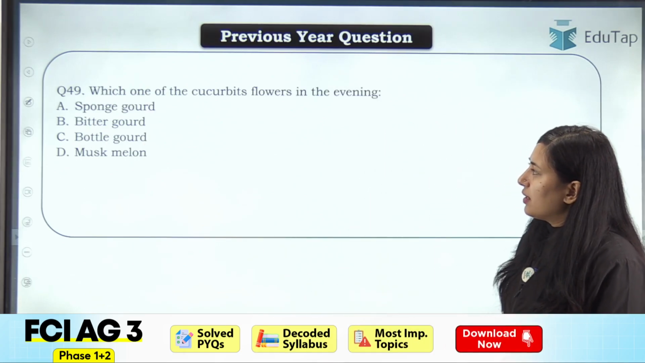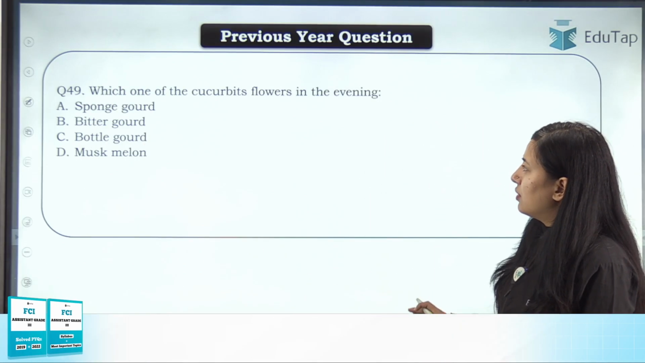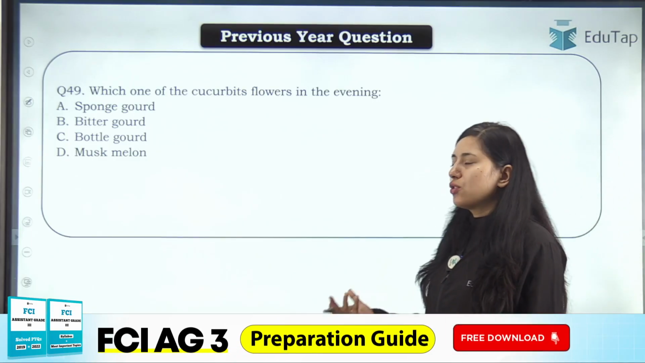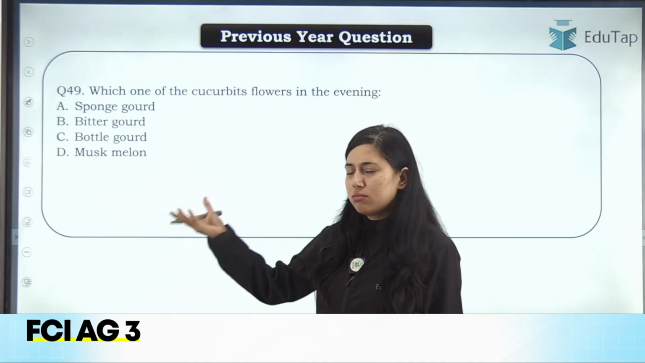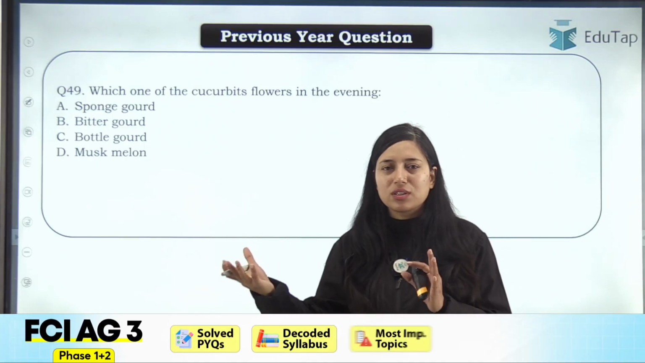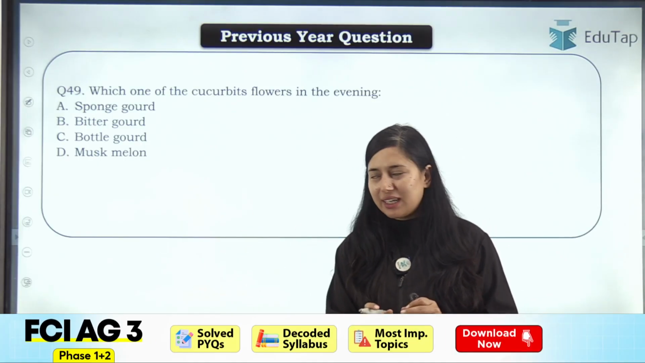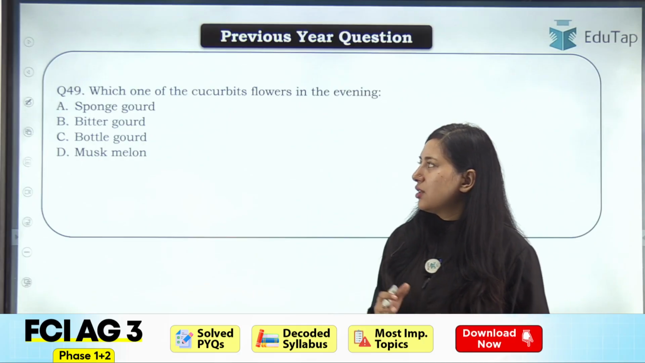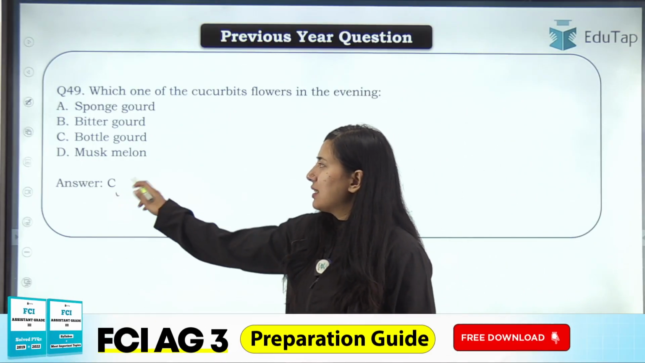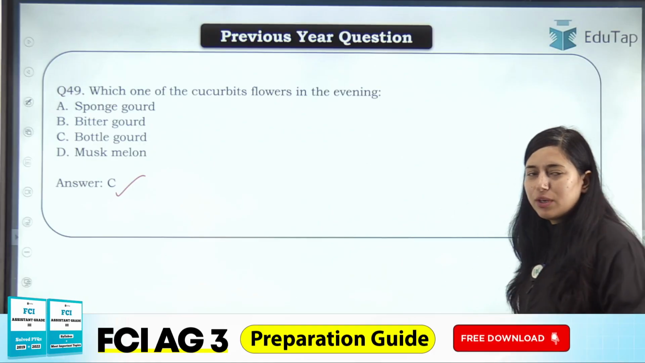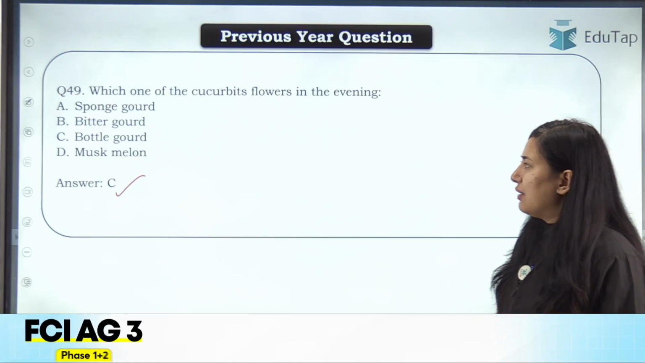Which one of the cucurbits flowers in the evening? Okay, so this is again a different question. I would say this is an out of syllabus question because it is not covered in the NCERT. But again, you can add this to your notes also, right? So the answer will be option C, that is bottle gourd. Okay, so basically in bottle gourd, flowering is seen in the evening time.